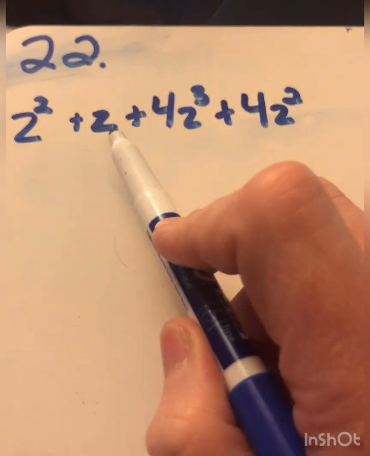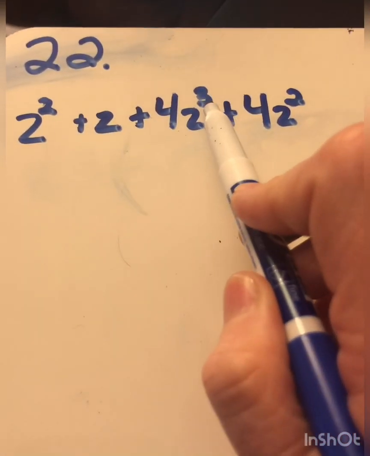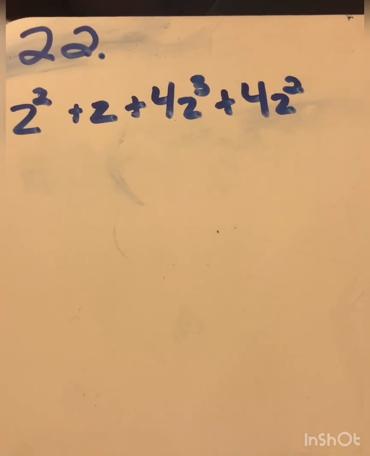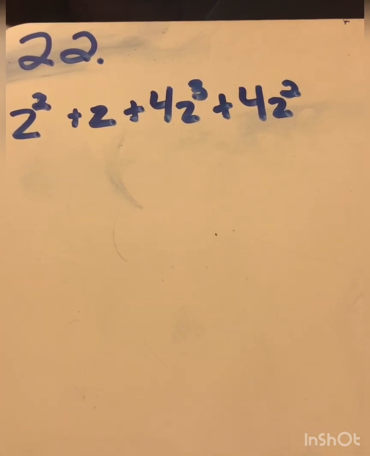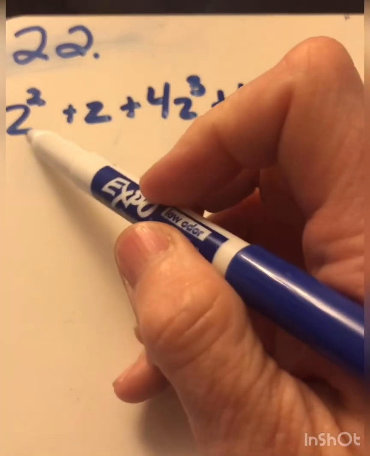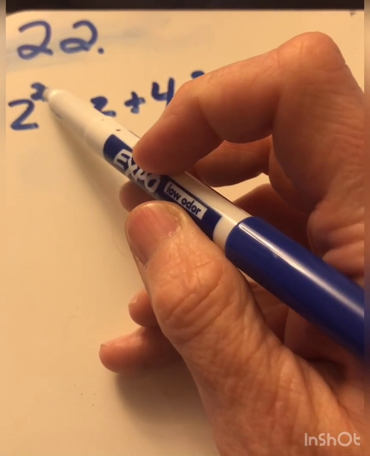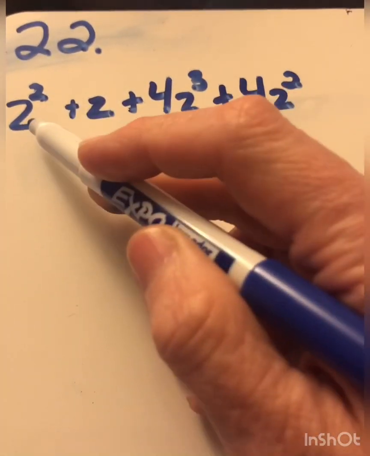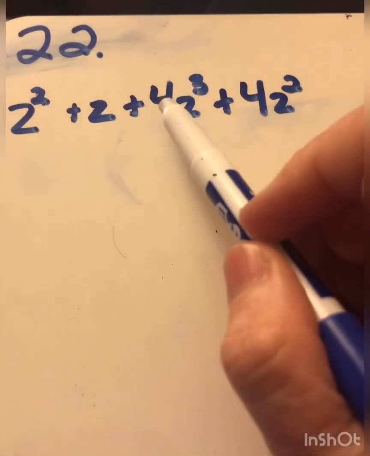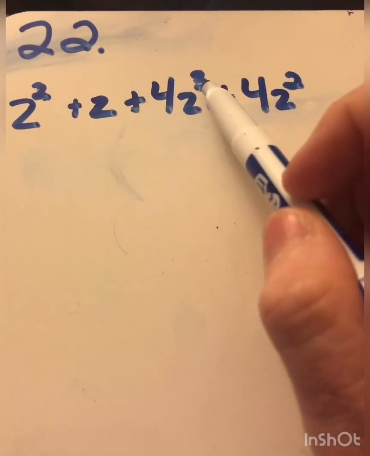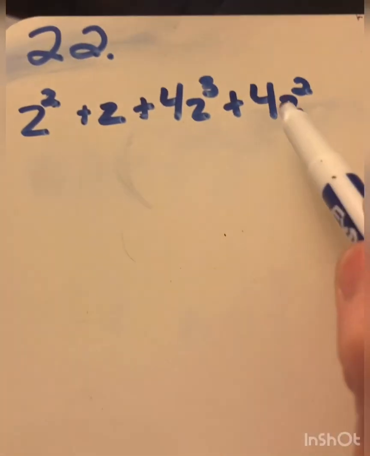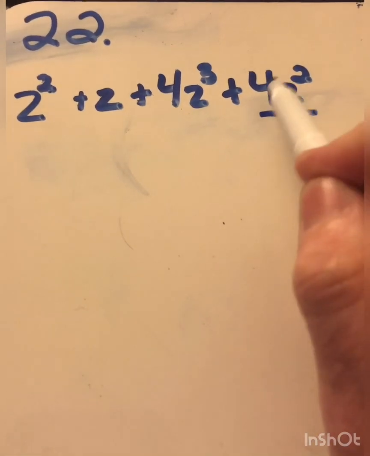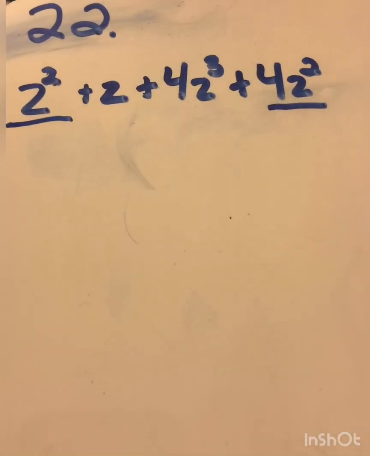So we have z squared plus z plus 4z cubed plus 4z squared, okay? So the first thing we're going to do is look for like terms and underline them. So I have z squared, z is my base, the 2 is my exponent. Well, this has the same base, doesn't have the same exponent, so they aren't alike. I cannot combine them. 4z cubed, I have a z, but I don't have the same exponent. I can't combine those. If I come to this one, here I have a z and I have a 2. Those are alike.